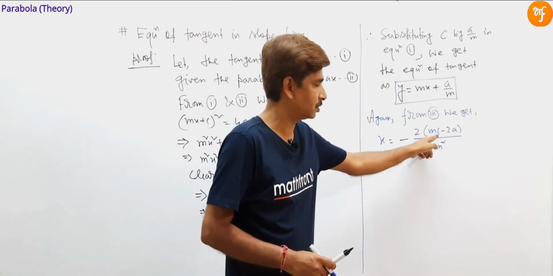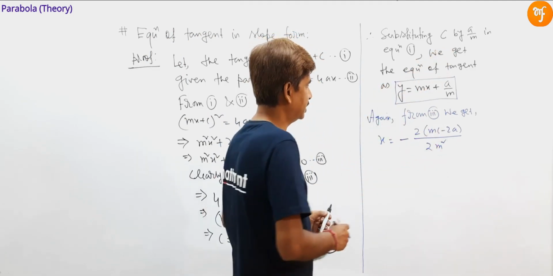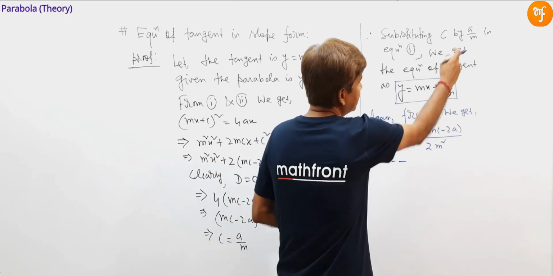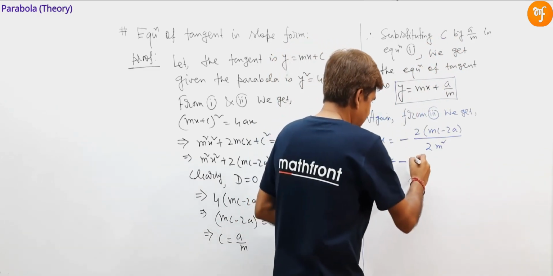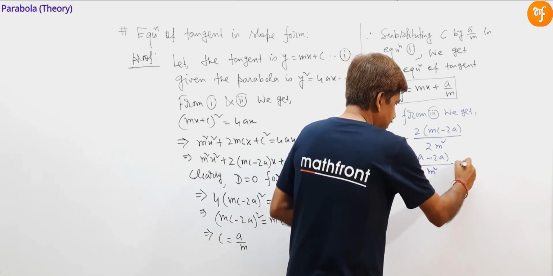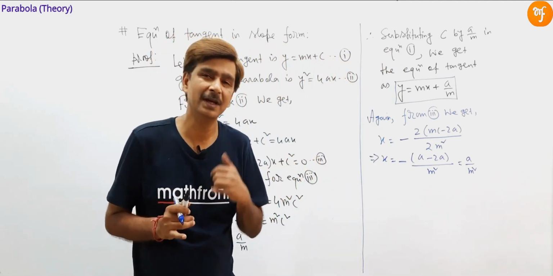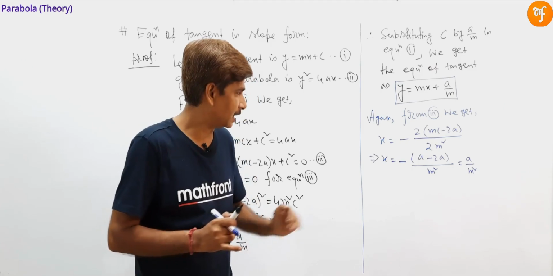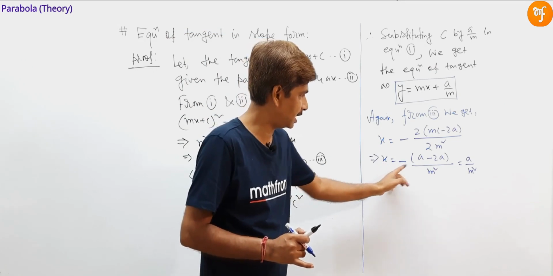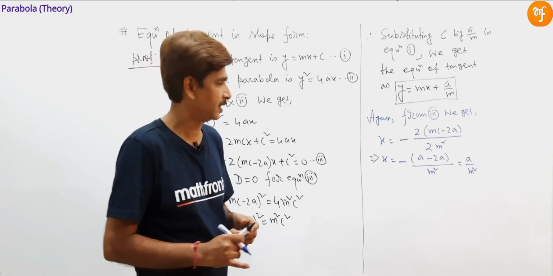Here c is unknown, so we have to substitute the value of c by a by m. So we get the value of x is equal to minus (mc minus 2a) divided by m square. What is mc? mc is equal to a, so we can write this as minus (a minus 2a) divided by m square, that is a by m square. So the x coordinate of the point of contact will be a by m square. Understand? Now how do we get the y coordinate of the point of contact? If we substitute this a by m square in the equation of tangent, we will get the value of y.